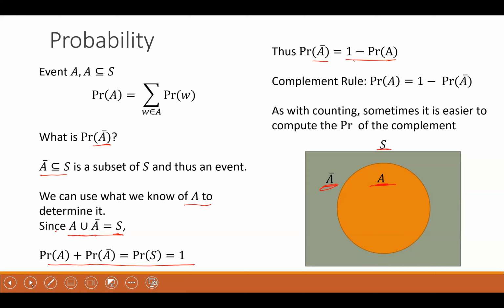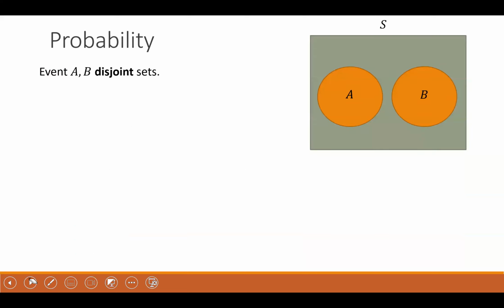All right. Yeah. And as with counting, sometimes it's easier to compute the probability of the complement. Again, almost everything we do in probability is simply counting, but with extra steps. Counting with a sample space, essentially.